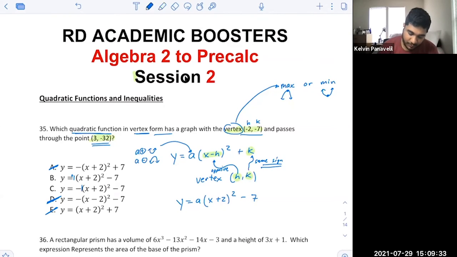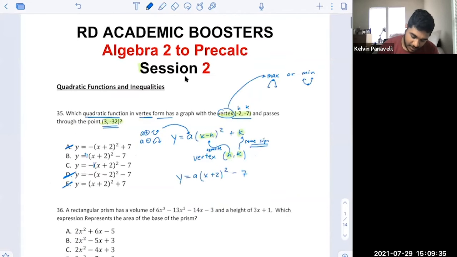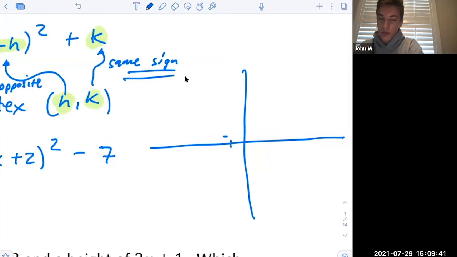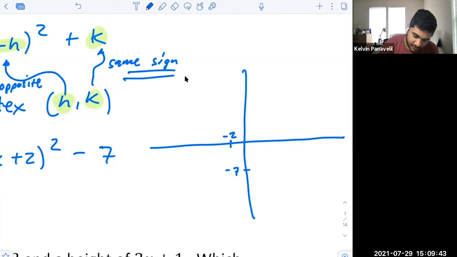So if we were to draw a really rough graph of this, we'll graph the vertex at -2, -7. We'll say this is -2, so this is -7, right? So that's right there, right?